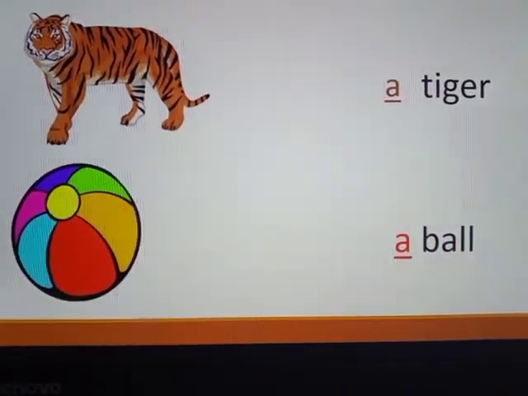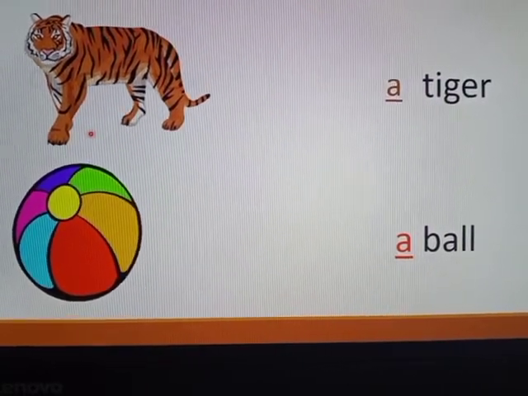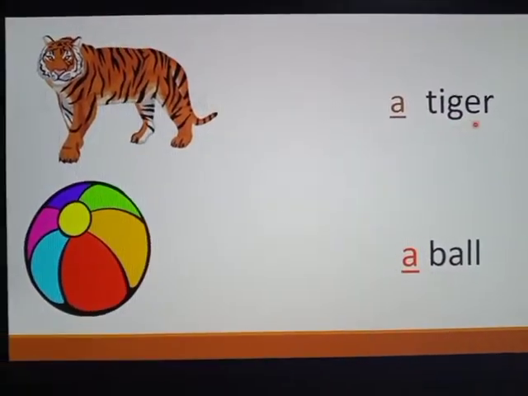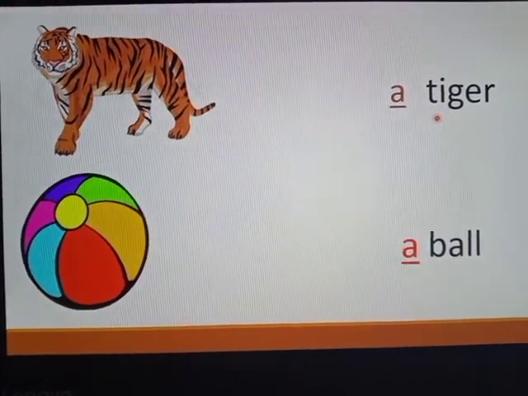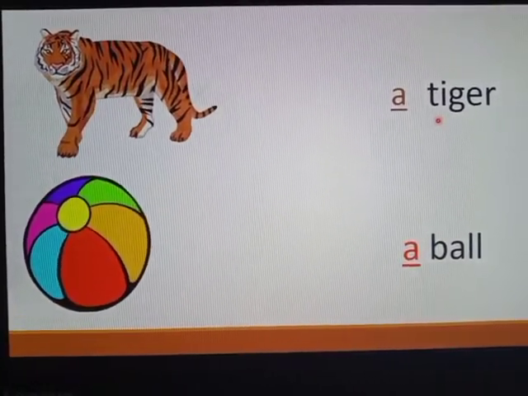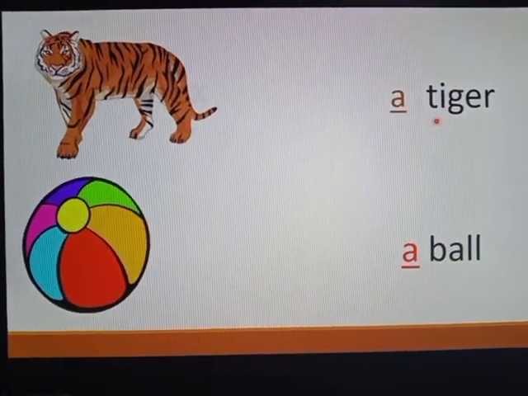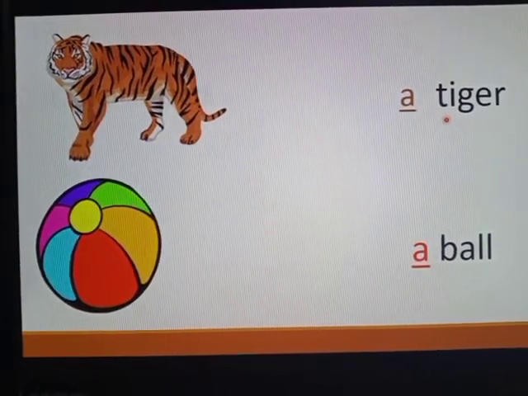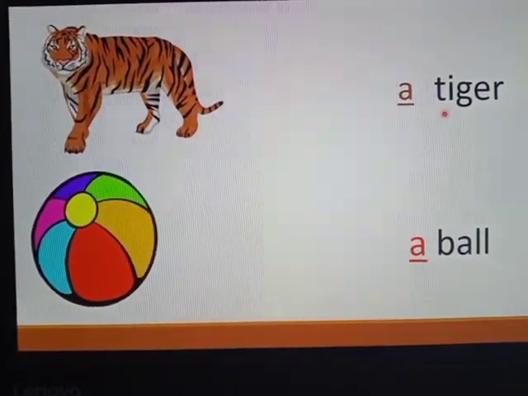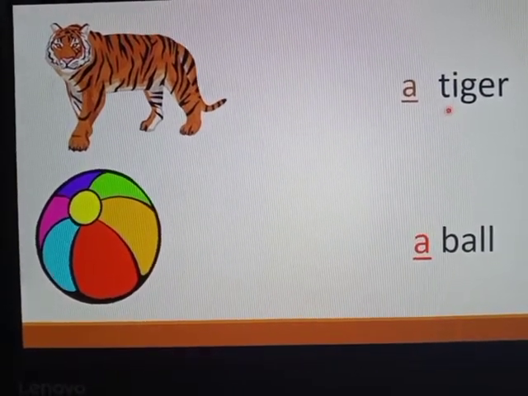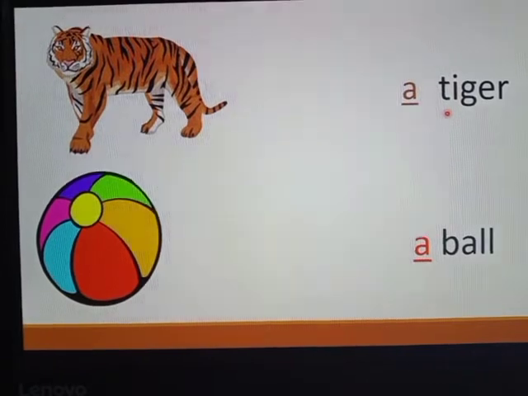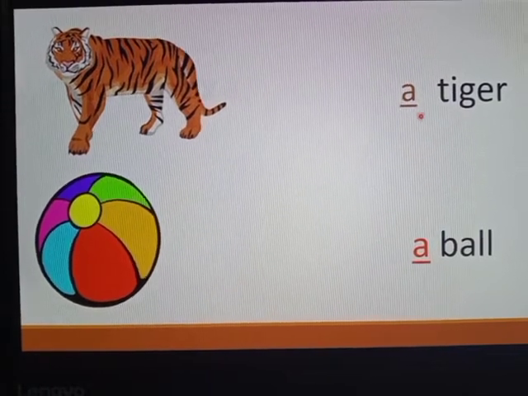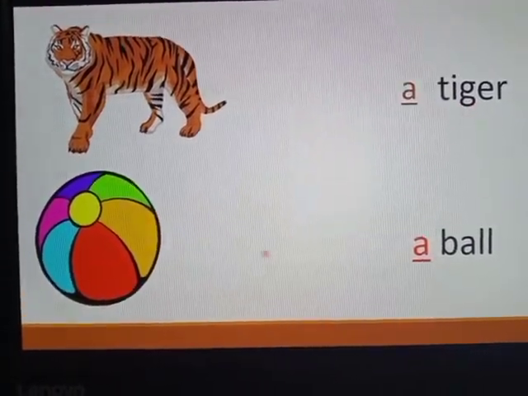Now tell me, what are you seeing in the first picture? Correct. It's a tiger. Now see the spelling of a tiger. Tiger. Now see, the starting letter of this word is T. And T is a consonant or vowel? Correct. It's a consonant. So, we use A before words that begin with consonant sound. So, here is a consonant letter, so we use A before that. So, a tiger.